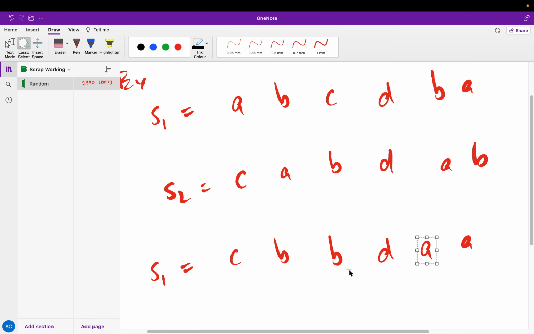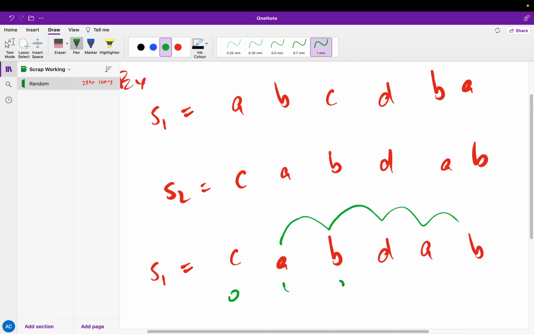And then 1, 2, 3, 4. I'm allowed to swap this A and this B around because the difference in their positions was even, right? So it's not about being a difference of 2 anymore. 1, 2, 3, 4. The difference in positions is even, 5 minus 1, so that's legal. And therefore, S1 transforms into S2, and then we get true.